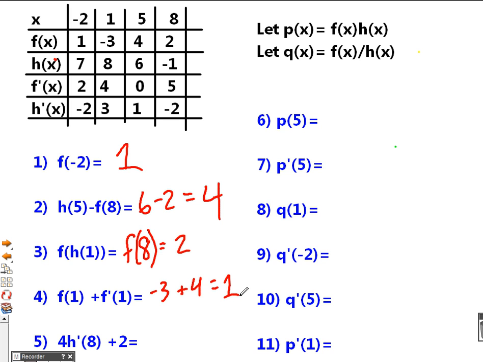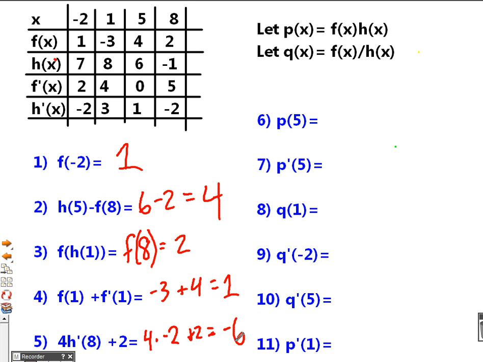4 h prime of 8 plus 2. Well, 4 times h prime of 8. Here's h prime, the 8 column, so it's right here, so it's 4 times negative 2. And then you're going to add 2 to that. So 4 times negative 2 is negative 8, sorry, plus 2 gives you negative 6.